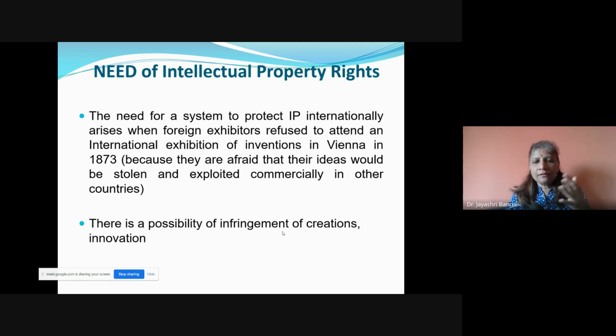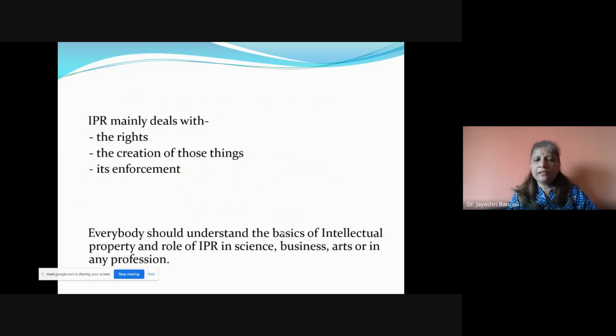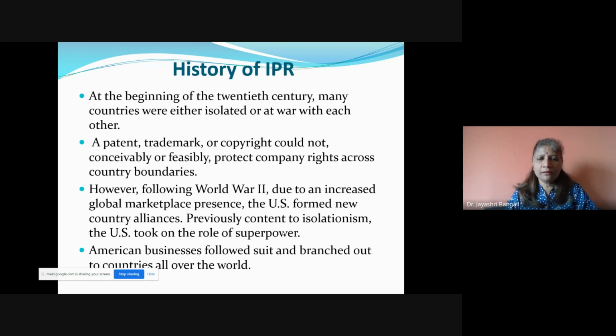In 1873, when they started the exhibitions of inventions, some of the industries found that their inventions could be stolen by others. At that time, people felt that we should have something to protect their inventions. From that century, protecting intellectual property came into the picture, and people started protecting their intellectual property, and then IPR came into the picture. It provides incentive to the individual or researcher, gives recognition, gives material award, and also gives the rights of the original products. IPR mainly deals with the rights, the creation of those things, and their enforcement. Now, where can IP be created? Anywhere: in colleges, schools, universities, research labs, companies, anywhere IP can be generated.